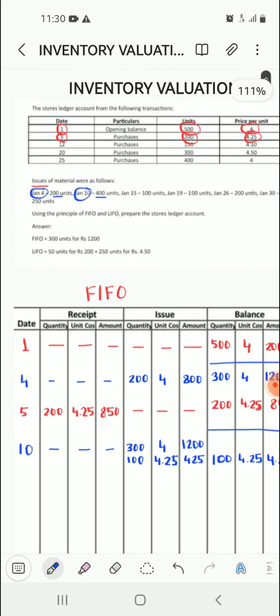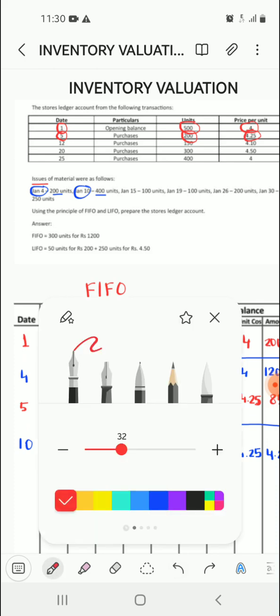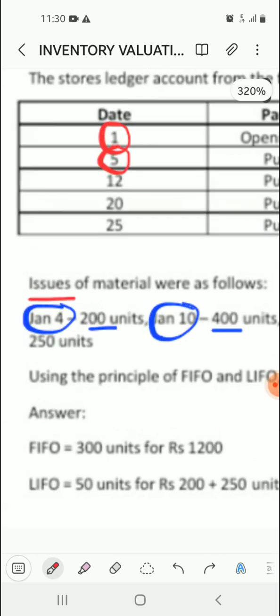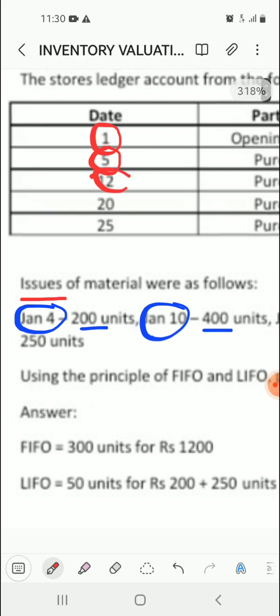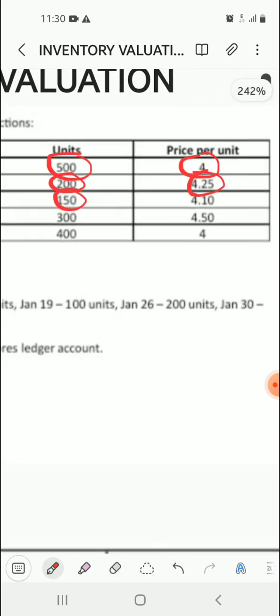We are going to move to the next date. See, Jan 15 and the next date is 12 over here. So the purchase date 12. So we'll use red color for the purchase, as I told you. 12. There has been purchase for how many units? 150 units. So 150 units for 4.10.